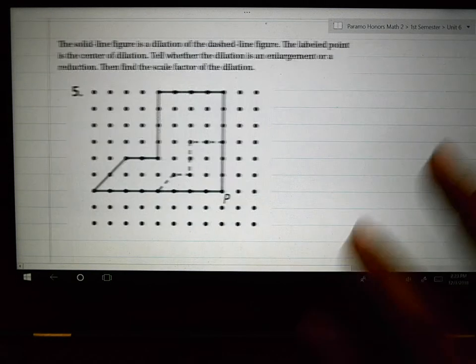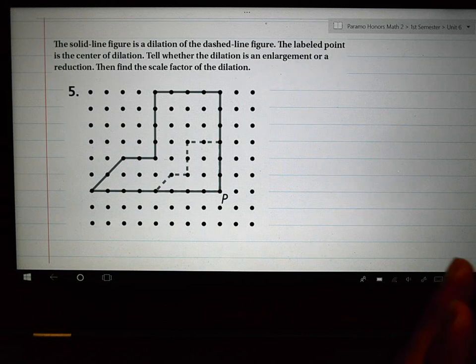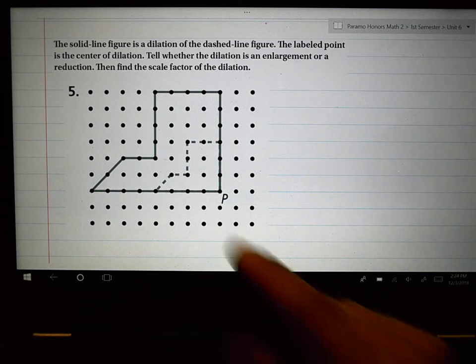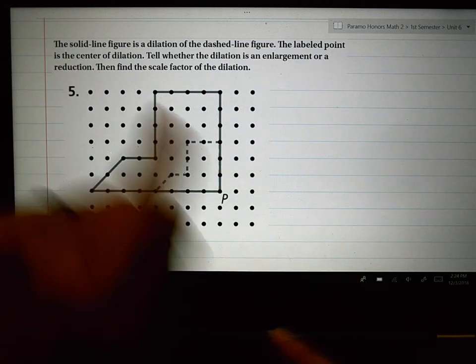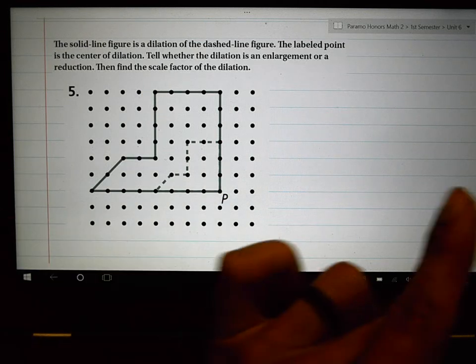The first few examples that I have for you are going to be somewhat easy, I think. This is number 5 on your worksheet. Feel free to grab your worksheet and do this with me if you'd like. Hardest part, in my opinion, it says you have to figure out which one is the original and which one is the image. Image means after. Pre-image is before. The solid is a dilation of the dashed line figure.